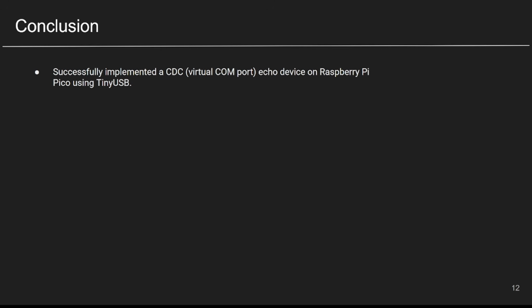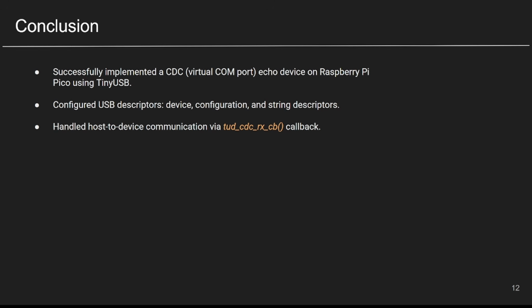And there you have it. We have successfully implemented a CDC virtual COM port echo device on Raspberry Pi Pico using TinyUSB. We have configured all the necessary USB descriptors, handled host to device communication with the callback, and verified it all with a terminal program. This is just the tip of the iceberg of what you can do with TinyUSB and Raspberry Pi Pico. I hope this video has inspired you to start experimenting and building your own awesome USB devices.